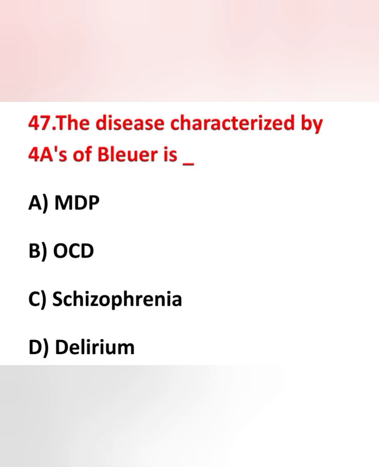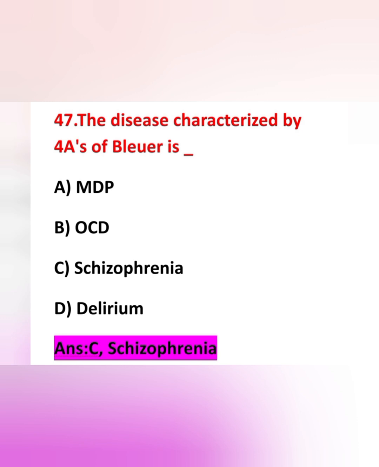Question number 47. The disease characterized by 4 A's of Bleuler is. Options are option A MDP, option B OCD, option C schizophrenia, option D delirium. So Bleuler's 4 A's are the characteristic features of option C schizophrenia. Okay, that is the correct answer.